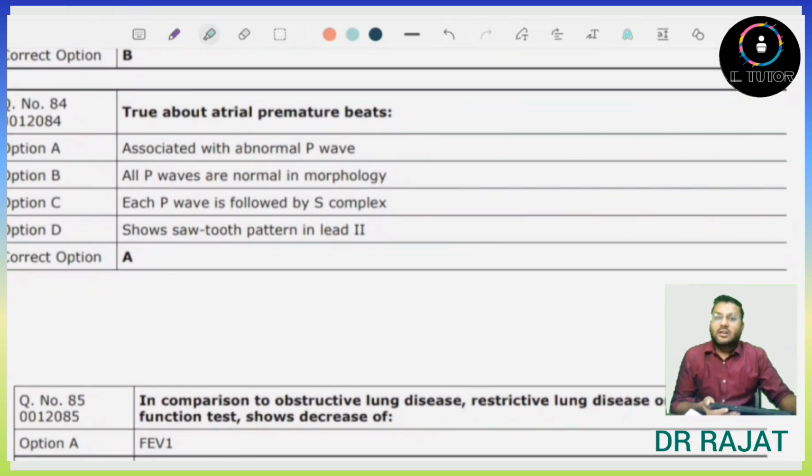True about atrial premature beats. So associated with abnormal P wave, this is true. All P waves are normal in morphology, no. All P waves are not normal; there can be different morphology of P waves. Each P wave is followed by QRS complex, so this is also not always correct. And sawtooth pattern in lead 2, this is also not correct; it is seen in atrial flutter. So the answer will be associated with abnormal P wave, which is a general option. So the answer will be option number A.